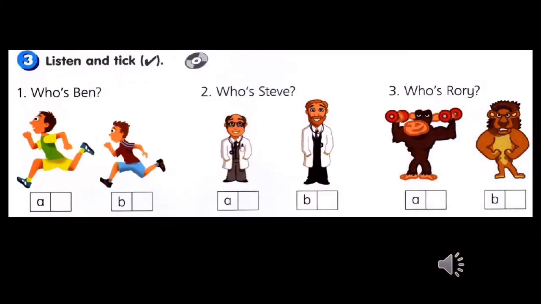Activity 3. Listen and tick. 1. Who's Ben? Ben is faster than Jack. Ben is taller than Jack.